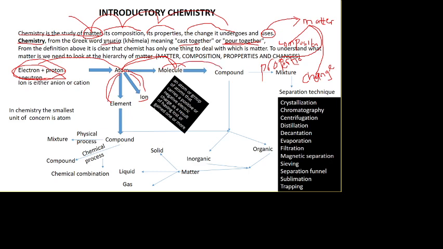Molecules can come together to form compound. In fact, ions can also come together to form compound. That's what we call ionic compound.